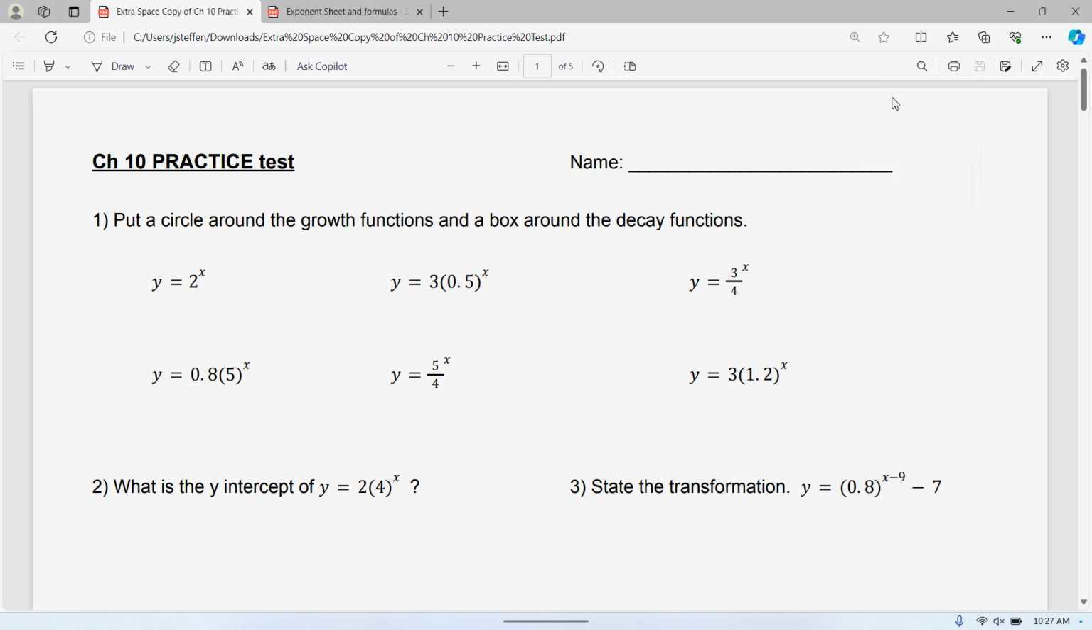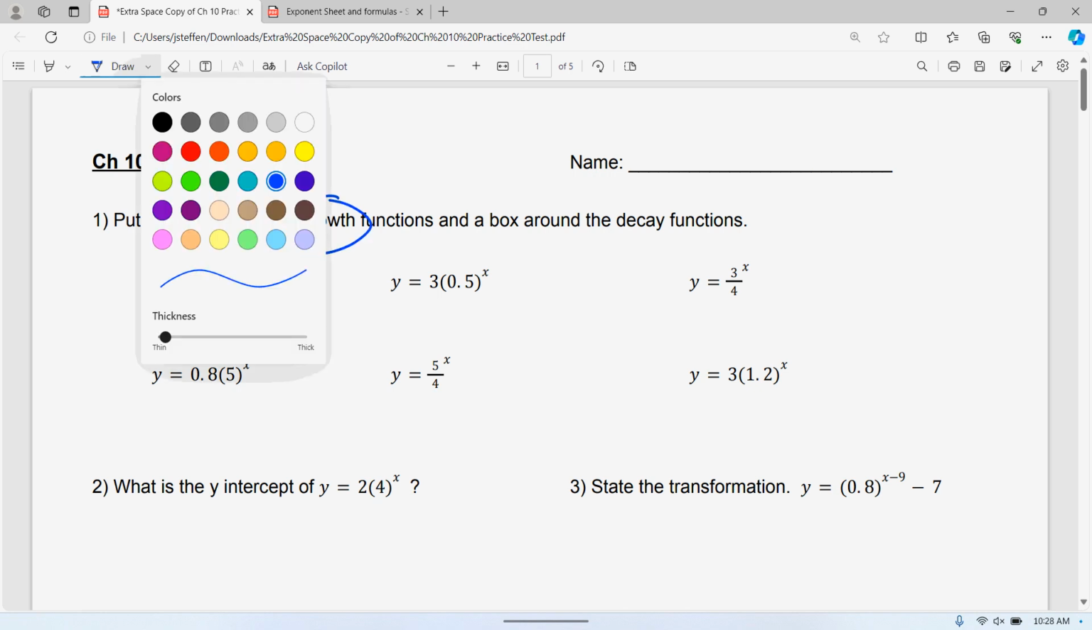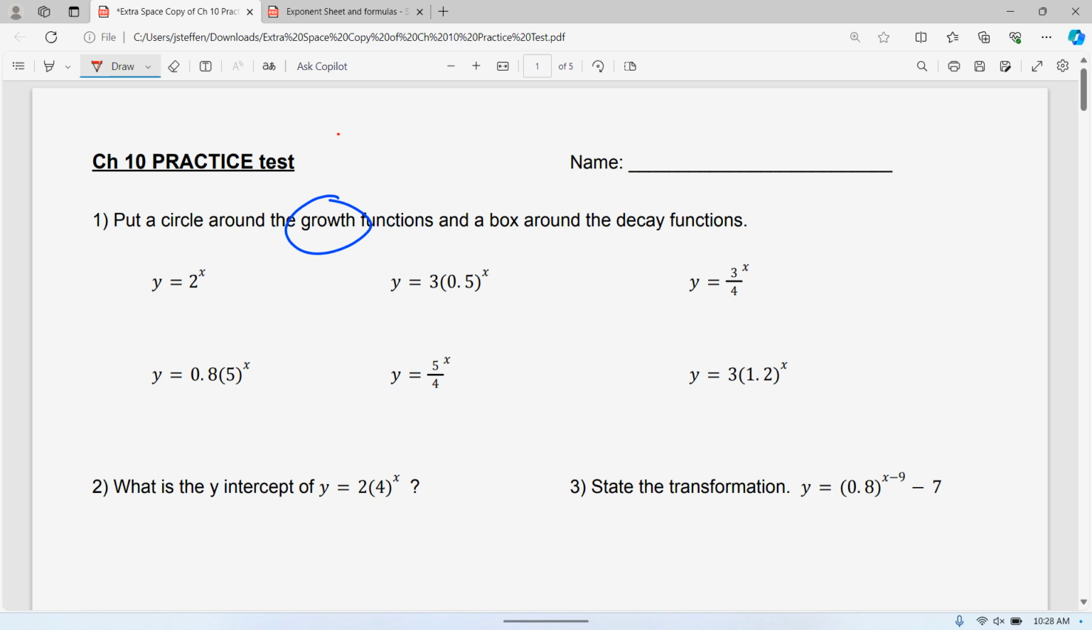This is the Chapter 10 practice test. The first one: put a circle around all the growth functions, put a box around all the decay functions. So circle, a different color as well. Box goes around the decay.